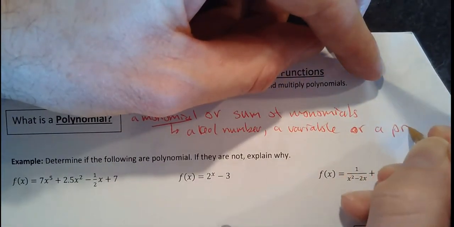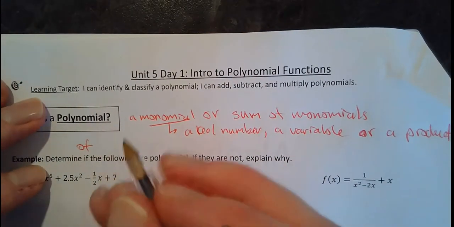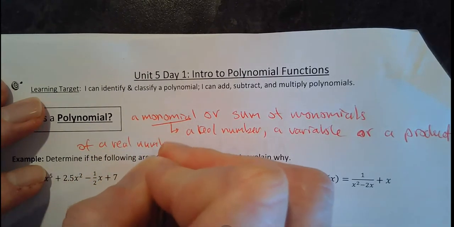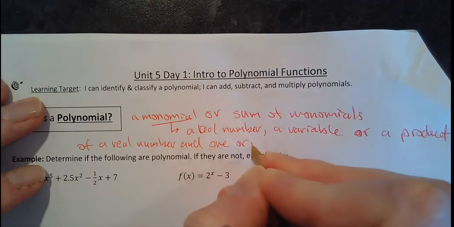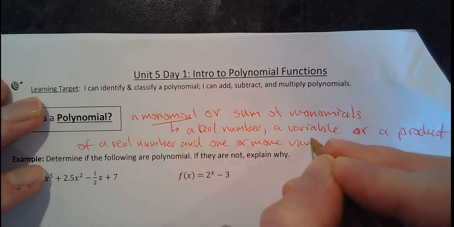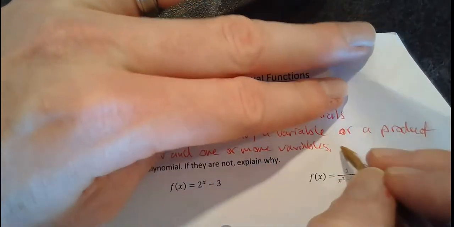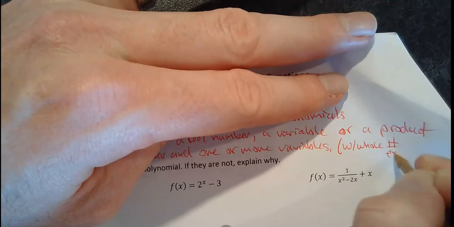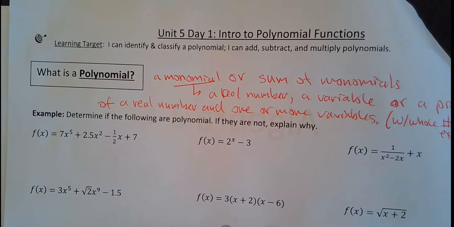Or a product of a real number and one or more variables with a whole number exponent. So you can't have fractional exponents. If it has like x to the 1/2 power, that is not part of a monomial. So anyway, let's look at these.